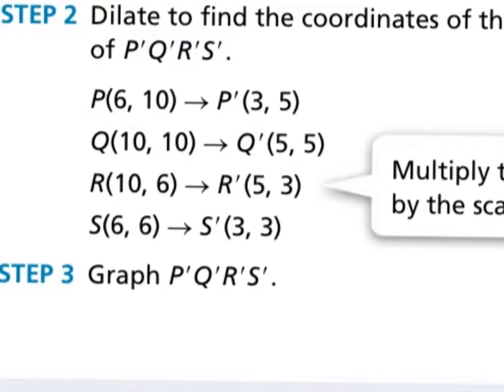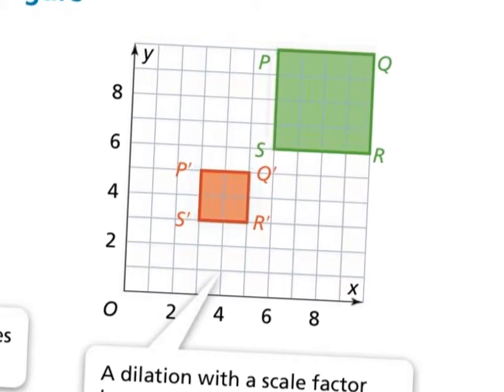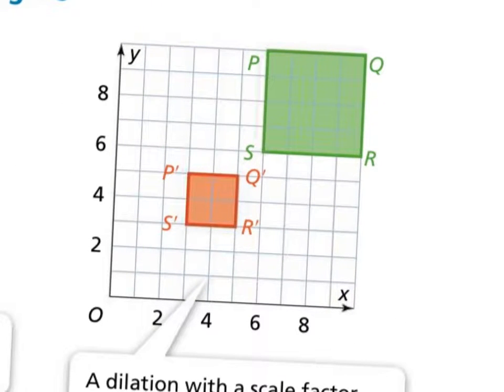So 6, 10, we take half of each of those is 3, 5. 10, 10, half of those is 5, 5. 10, 6, half of those is 5, 3, and 6, 6, half of those is 3, 3. And then you can see when you graph this, this is half as big as what it was before.